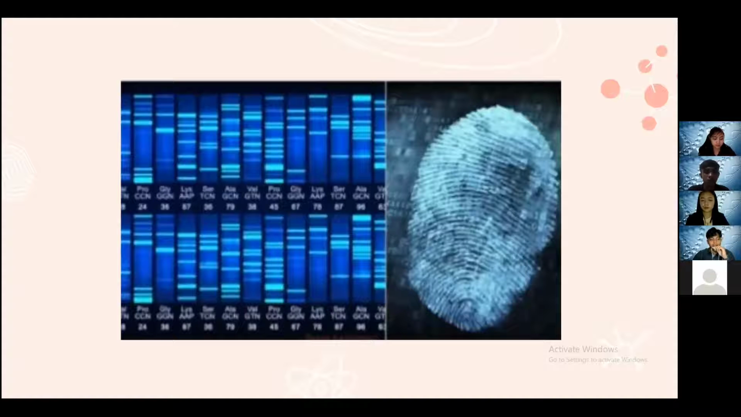Interpretation. Interpretation of band patterns: analysis of the band patterns of different individuals and comparison of the position of bands. Computer software is also available for the analysis of DNA fingerprints.